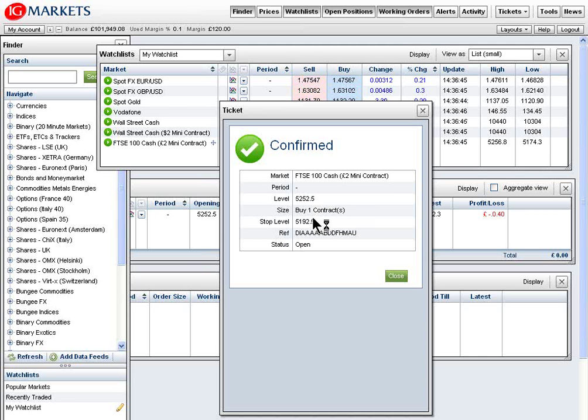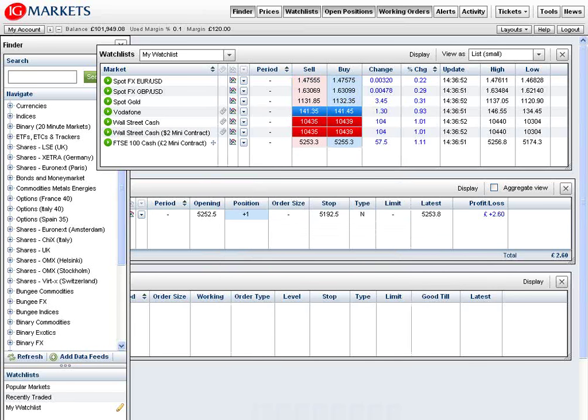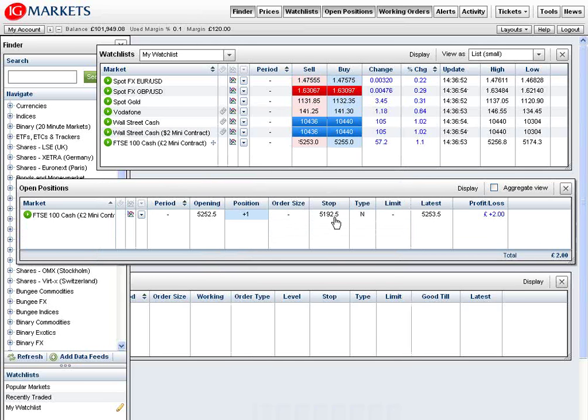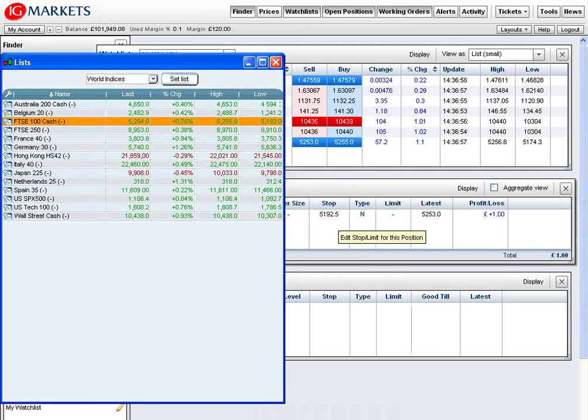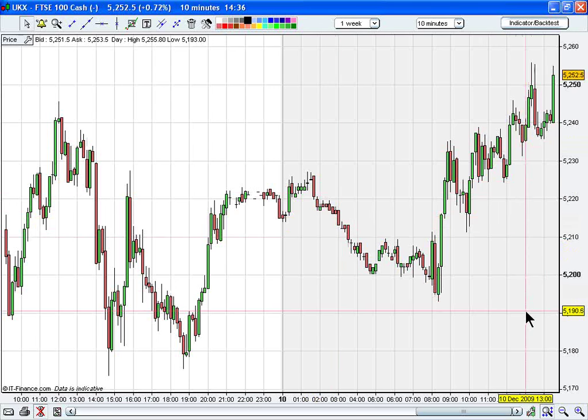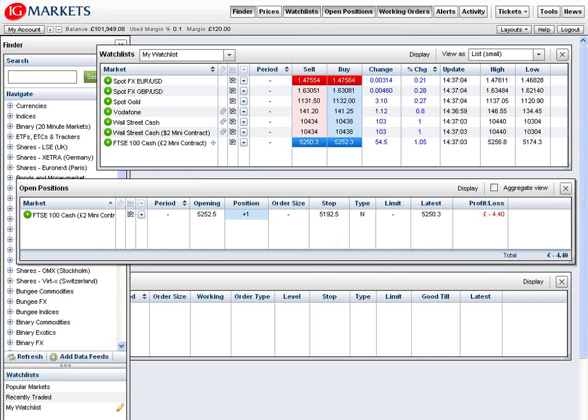And I said put a stop loss on that 60 points away, so my stop loss has gone in at 51.92.5, and that trade is open. I can refine that and set an accurate level for the stop loss now. I said I wanted it somewhere below 51.90, so let's say we want it here, 51.86 is where we want our stop. Let's bring up Pure Deal again.